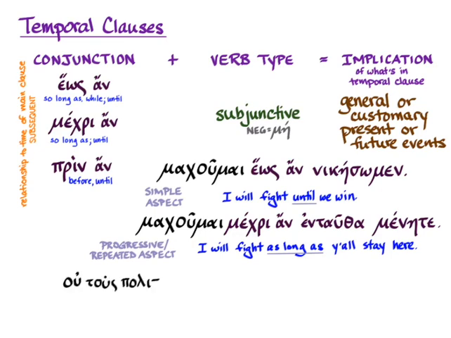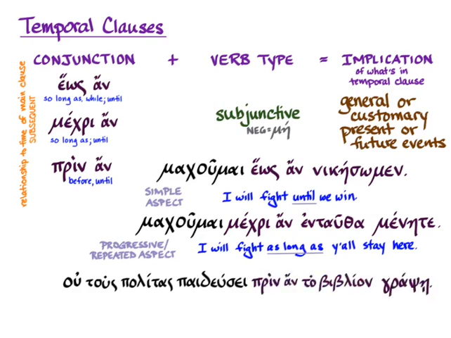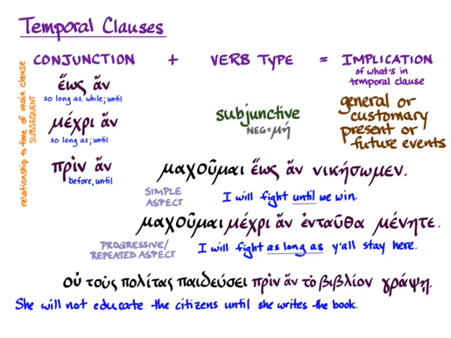With prin, again, it's usually going to happen with negative sentences. Ou tous politas paideusei, there it is a negative main clause. And that's going to be, she will not educate the citizens, prin an ta biblion grapsei, until she writes the book. So usually negative main clause, and then we're going to use the translation until with prin, with finite verbs. That is to say, we've seen prin now with the subjunctive and with the indicative, and with those finite verbs, those verbs with person and number, we're going to translate until.